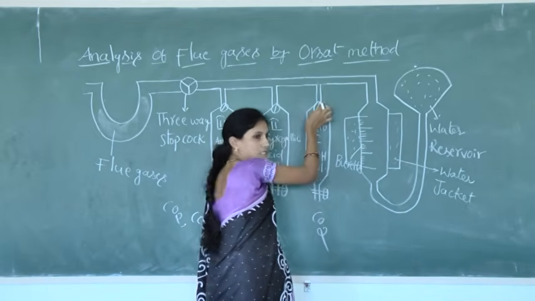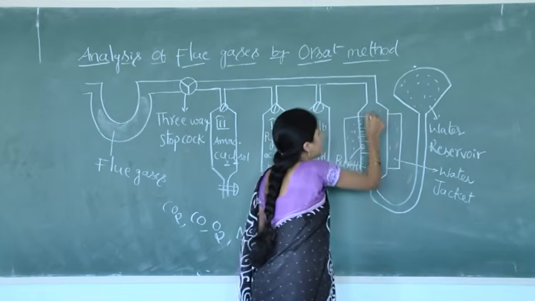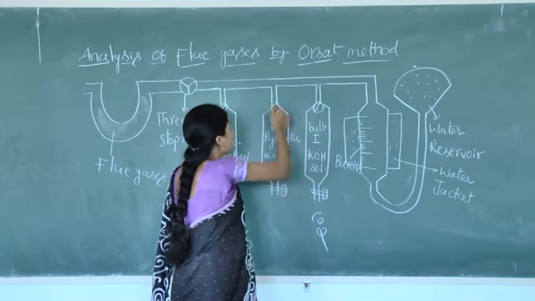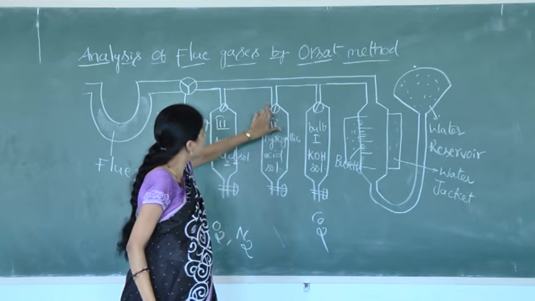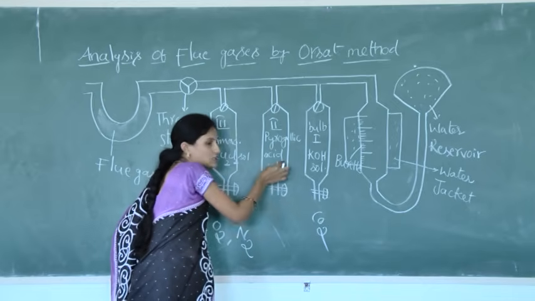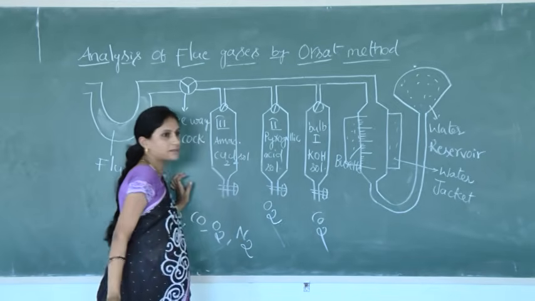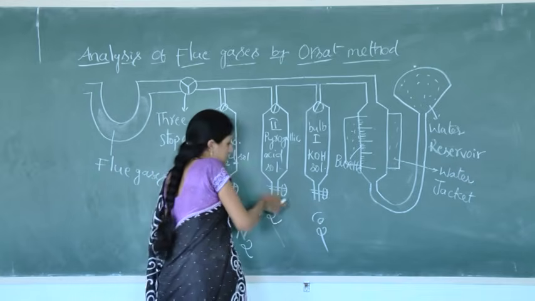Then the stopcock is closed. Next, we increase the water level. The gas is forced into the second absorption bulb, whose stopcock is opened. Here, pyrogallic acid solution is placed. It absorbs O2 gas.